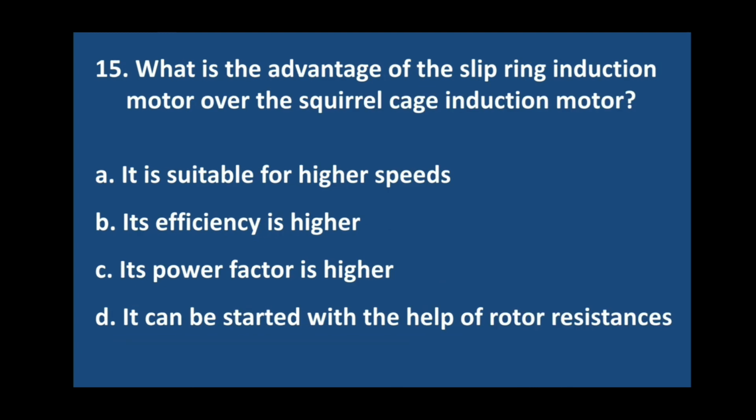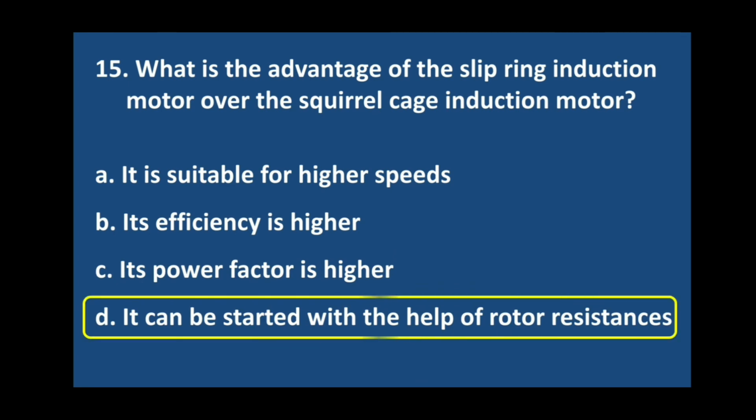Question number 15. What is the advantage of a slip ring induction motor over the squirrel cage induction motor? Answer is option D. It can be started with the help of rotor resistance.